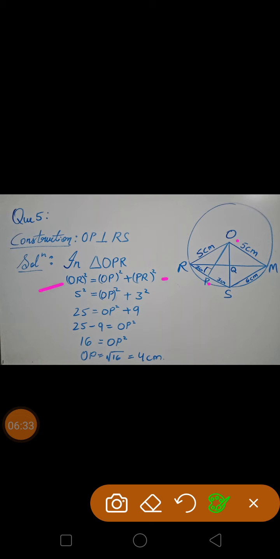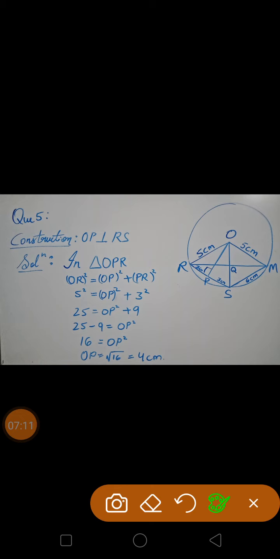We know that RS is a chord and O is the center. From the center we drew a perpendicular on the chord, so that perpendicular will bisect the chord into two equal parts. Means we can say that RP is equal to PS. The distance between Reshma and Salma was given as 6 meter, so RP will be 3 and PS will be also 3 meter. You will write all these in meter. I have written by mistake in centimeters. You will write meter.